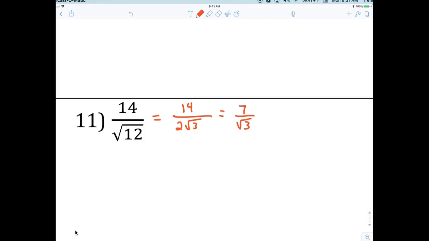And now you multiply the top and bottom by radical 3. So I have 7 radical 3 over 3. Everybody good with that? All right, hopefully you find that pretty easy.